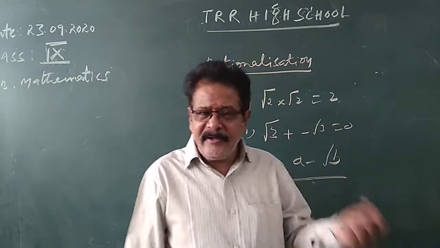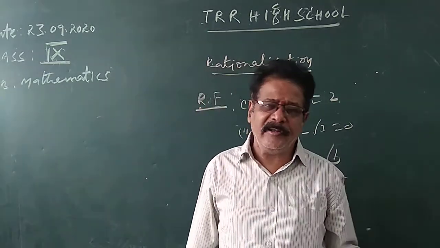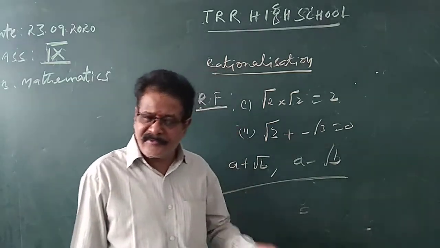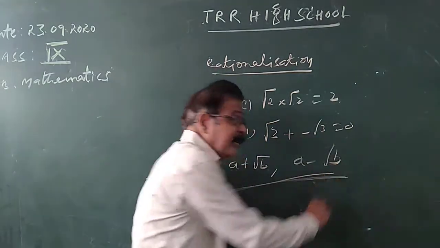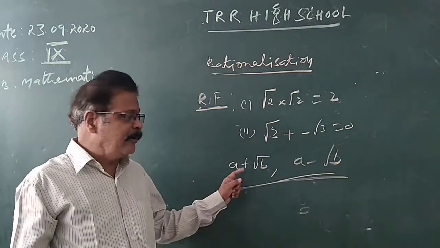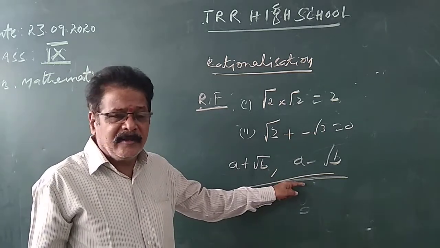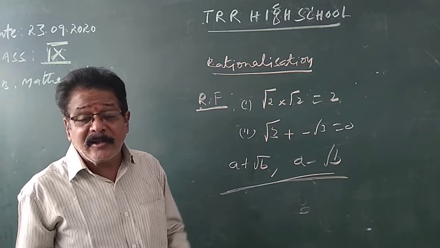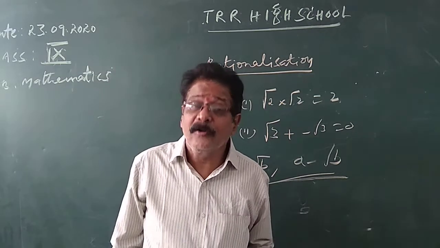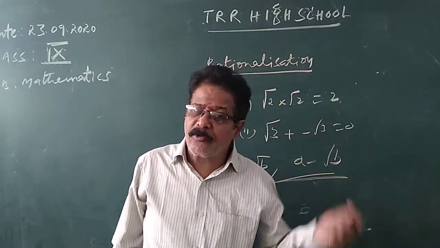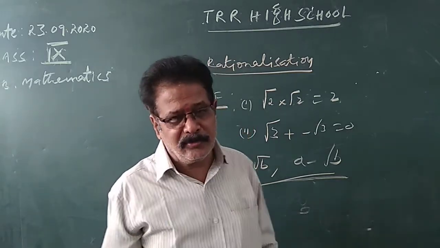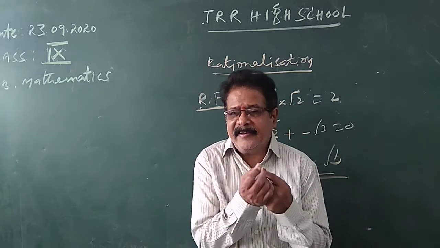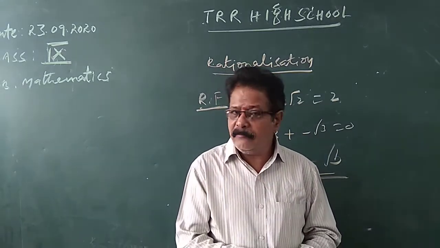So, if the sum or the product of any two irrational numbers is rational, then they are said to be conjugate to each other. The conjugate of a plus root b is a minus root b. The conjugate of a minus root b is a plus root b. The conjugate of 2 plus root 3 is 2 minus root 3. The conjugate of 2 minus root 3 is 2 plus root 3. When you want to write its conjugate, just change the sign.